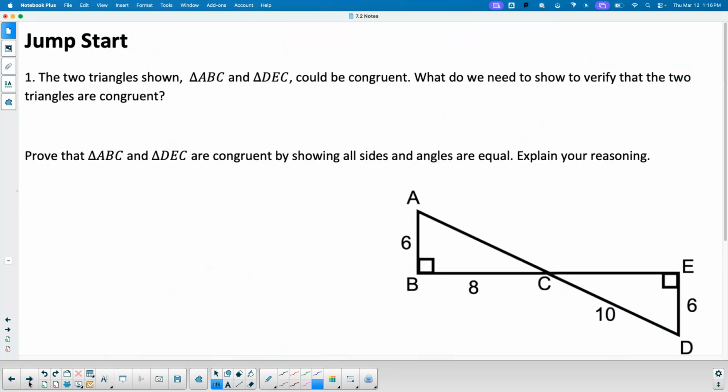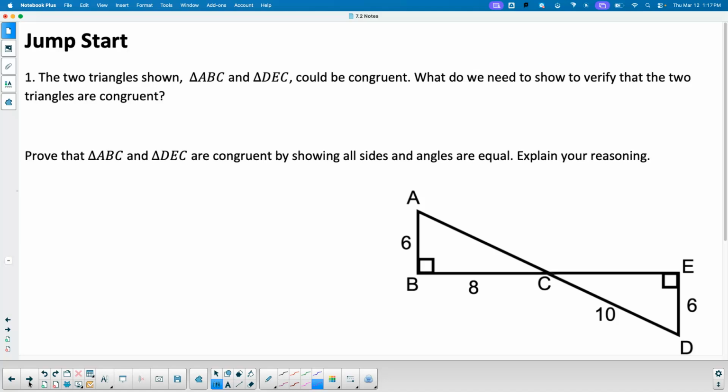So, we've got two triangles that are shown, and they could be congruent. Okay? If they are congruent, what do I know about them? Let me rephrase my question. If two triangles are congruent, what do we know about them? So their corresponding sides and their corresponding angles are all equal? Okay, all right. So one way to show that two triangles are congruent is to show that their corresponding sides are equal, and their corresponding angles are equal.